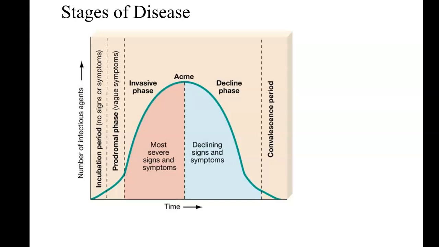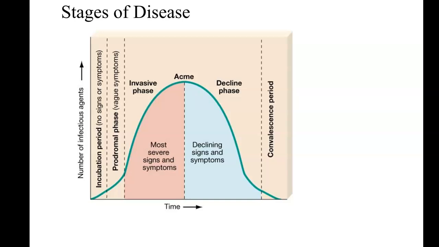Then we've got the prodromal phase. Again, this can vary depending on the disease. For my chickenpox, it was a few days. I know when I've had COVID, it's been a couple of days. Then we've got the invasive phase. So this is when we're seeing those classic signs and symptoms, and we're going through that progression of disease.